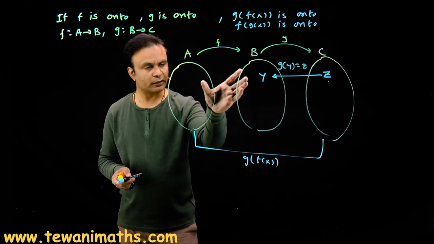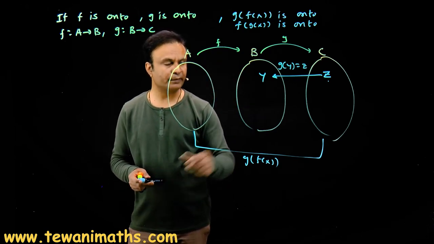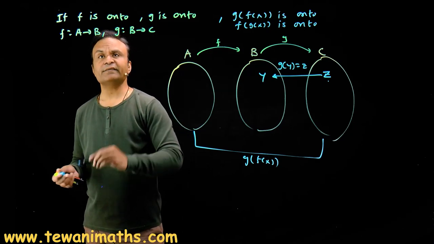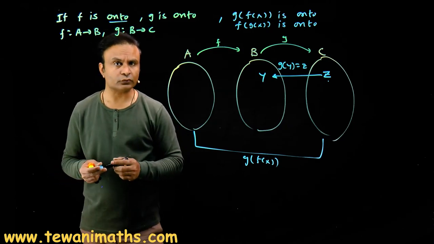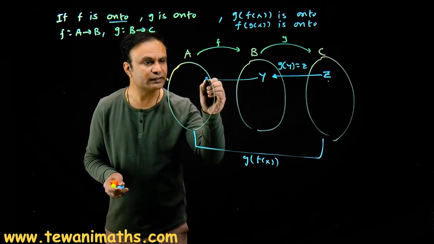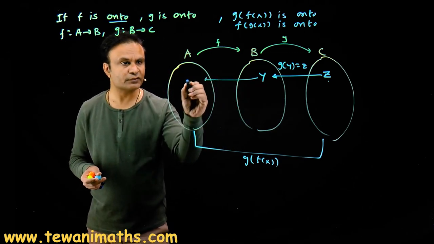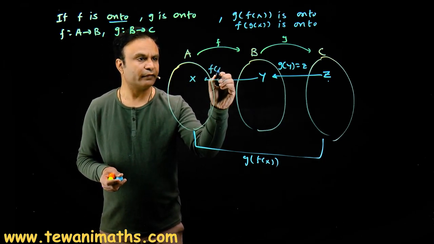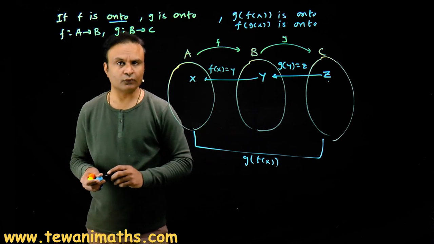Okay, now come to this function f. We have an image here for function f in set B, and it is given that function f is onto. What does this mean? This means that there will be some pre-image here. Suppose that pre-image is x. For that we have f of x is equal to y.